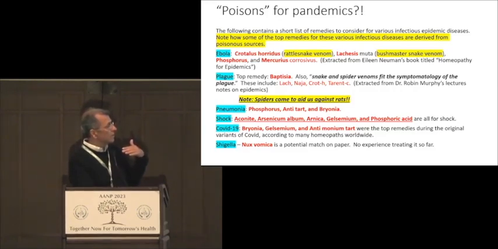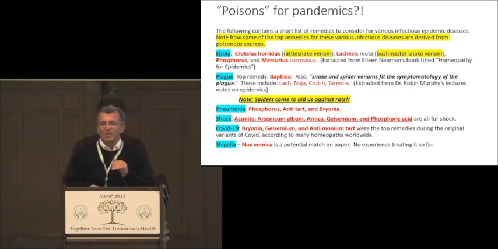Snake and spider venoms fit the symptomatology of plague. So remedies made from snake and spider venom can be used to treat the plague, which comes from rats. This would be a nice article that I probably will write someday. The title would be something like "Snake and Spider Venoms Come to Aid Us Against Rats," or snakes and spiders come to aid us against rats. None of it sounds really appealing, but it's true.